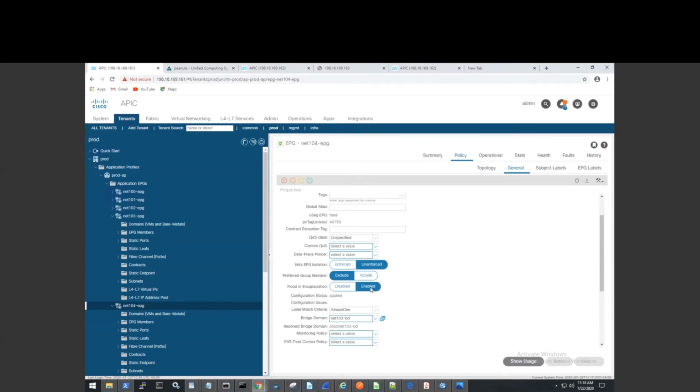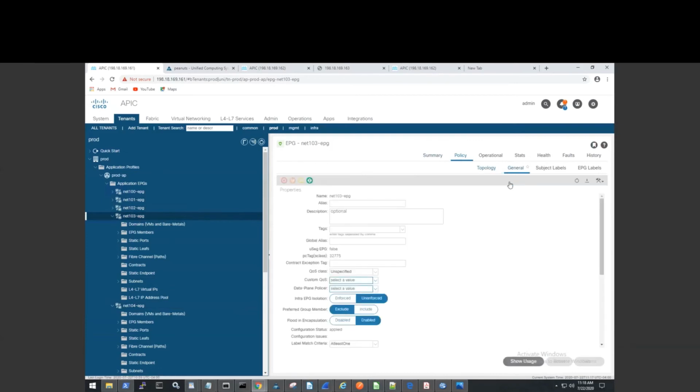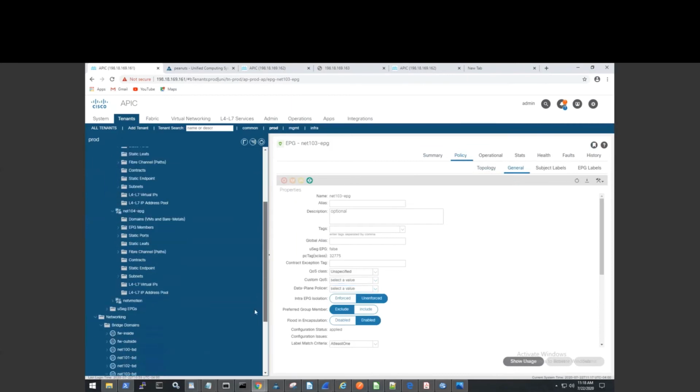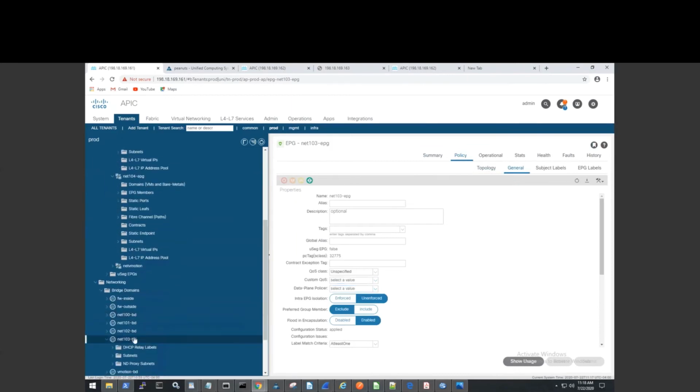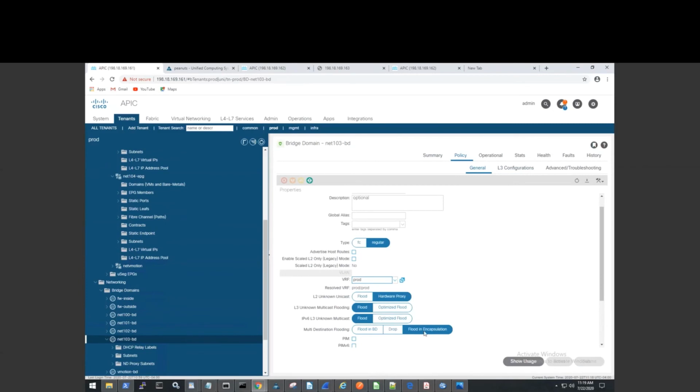Perfect. So let's check the other EPGs just to confirm we have the same config. 103 policy, and we have the same one. Also, as you mentioned, Jody, it has to happen at the BD level too. So we're going to go to 103 BD, and here we have it, flooded encapsulation, as you said.